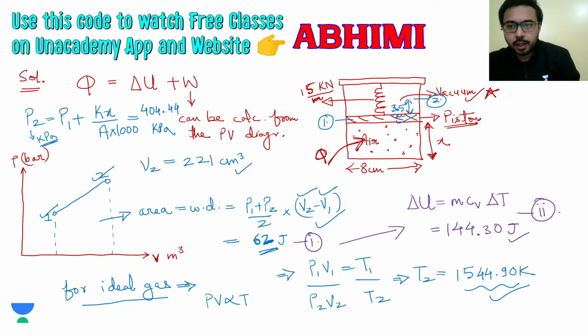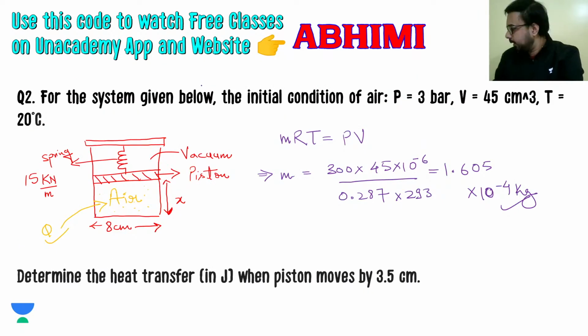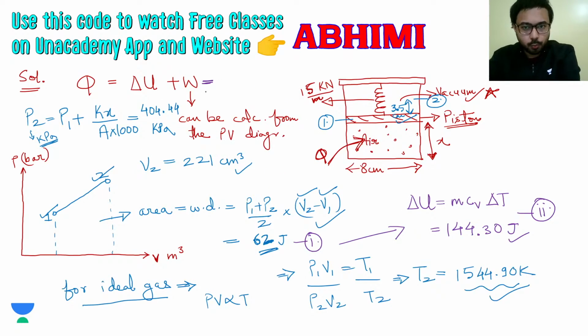So this is your 2, this is your 1. Just add this 1 and this 2 to get this Q, that is the heat transfer which is asked in your question. Since this whole thing is expanding, your heat transfer is going to be positive. So it will be 144.30 plus 62. So it is coming out 206.3.